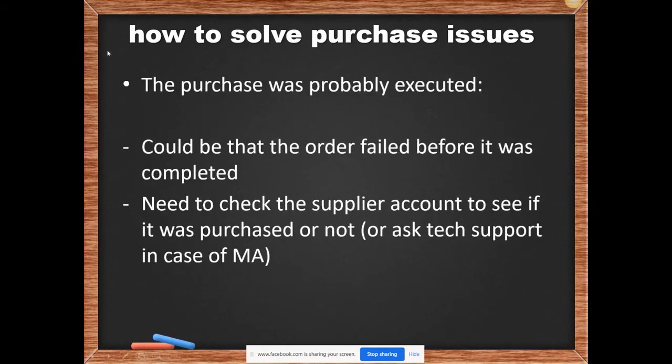Okay. Another one is the purchase was probably executed. Again, pretty self-explanatory, okay? Could be that the order failed before it was completed. So the system is not really sure whether the order was fulfilled or wasn't. Okay, so you need to check it. You need to check the supplier account to see if it was purchased or not.